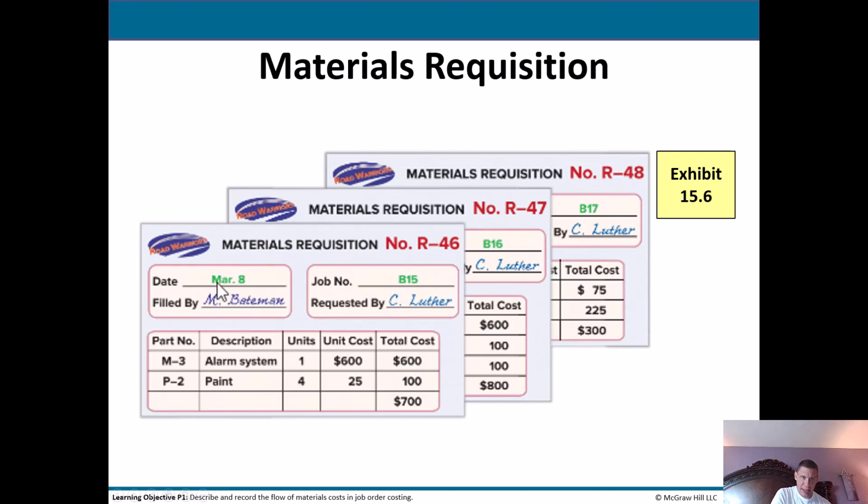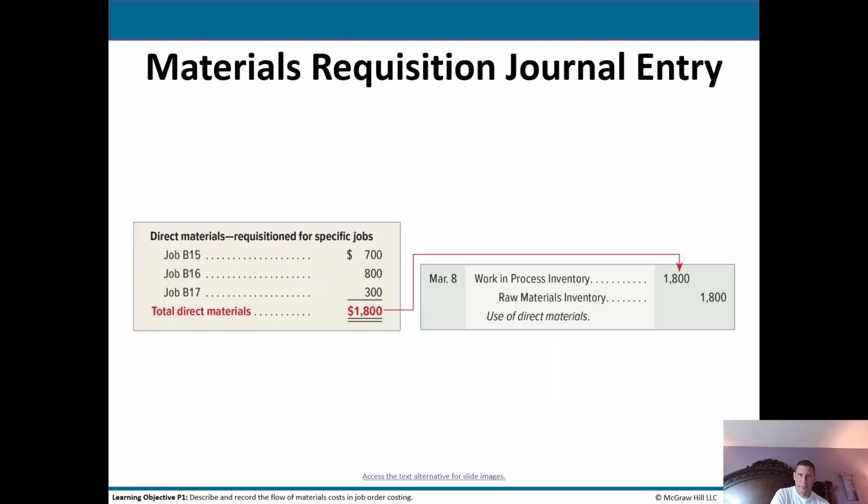So on March the 8th for job B15, the person that requested it was somebody named Luther. It was filled out by Bateman. This is probably somebody that works in the storeroom. And then this is what they wanted. They wanted 1 unit, which was an alarm system, part number M3, and then they wanted 4 units of paints, part number P2, and then they've got the total cost of the materials that they are requisitioning.